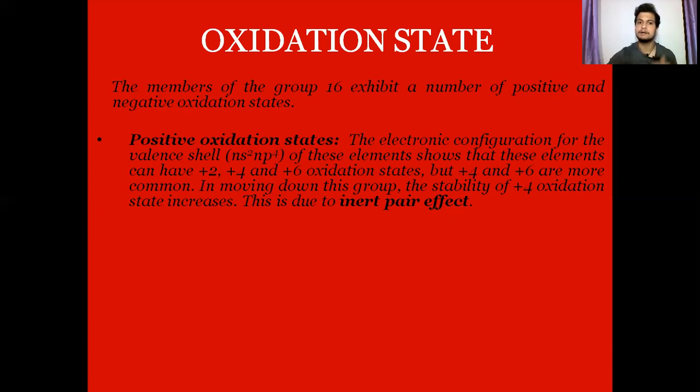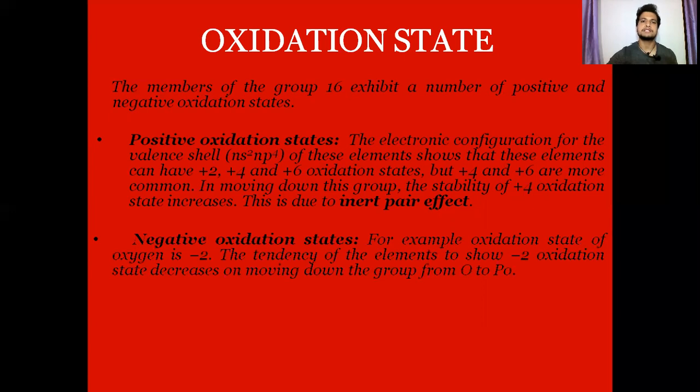So the lower elements tend to show +4 instead of +6. Why it happens is because of the inert pair effect, and it's a direct consequence of the shielding effect, the poor shielding effect of d and f orbitals in the heavier elements. So do watch the video on group 15. If you have missed that particular video, you will understand what the inert pair effect is in much detail.